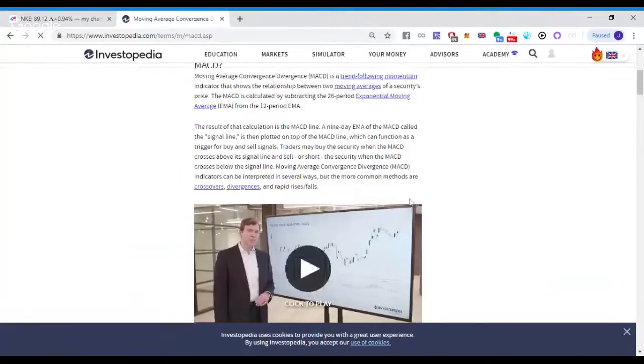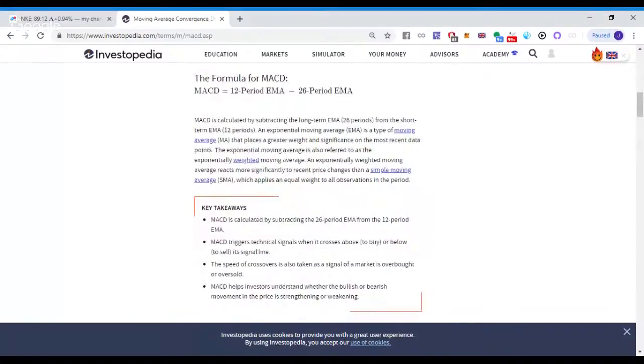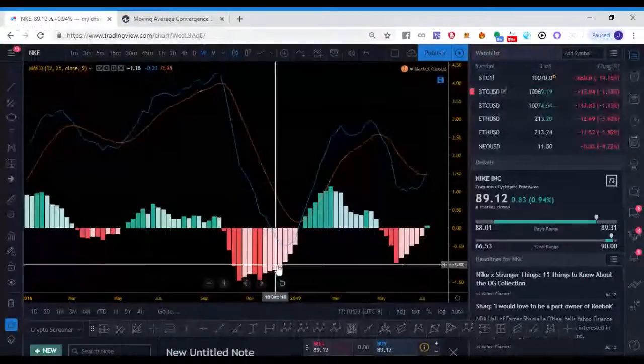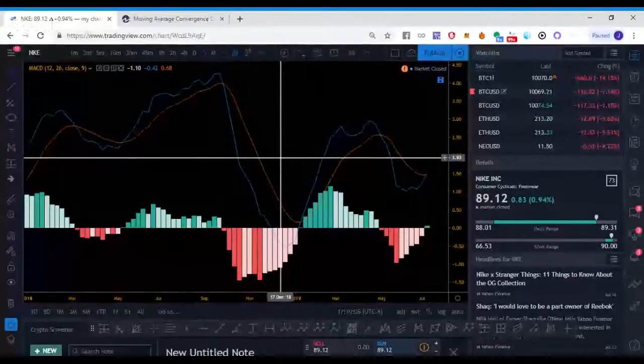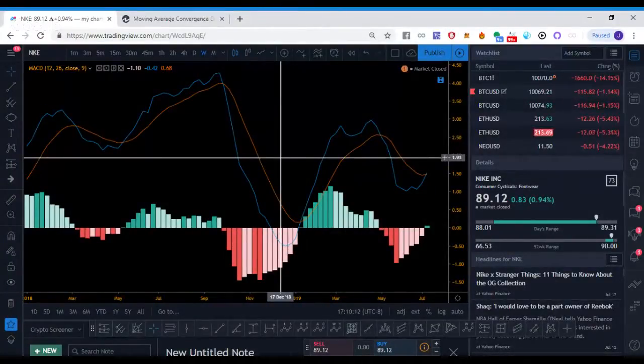The most common, okay, moving average convergence divergence indicators can be interpreted in several ways, but the most common methods are crossovers, divergences, and rapid rises and falls. Now they're going to get into the whole breakdown, the mathematics of it. That's not important. The only important thing is to know how to use it. So, do we understand the MACD now? Well, you have a better understanding of the MACD. I'm not going to say you understand it totally, but y'all got a better understanding of the MACD. Yes, I do.